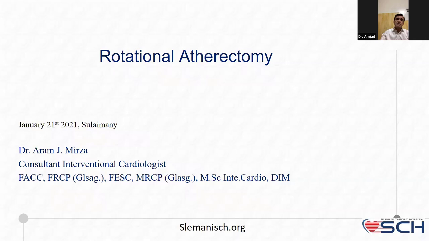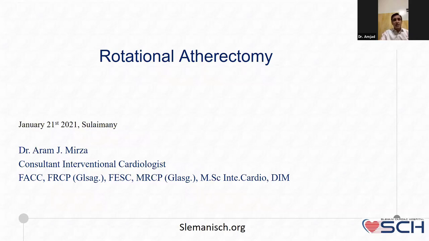Initially, the objective of rotational atherectomy was plaque debulking, and now it has changed into plaque modification, so that it allows balloon dilatation to be followed by optimal stent expansion. This new concept has significantly led to improvement in procedural safety and reduced the rate of complications.